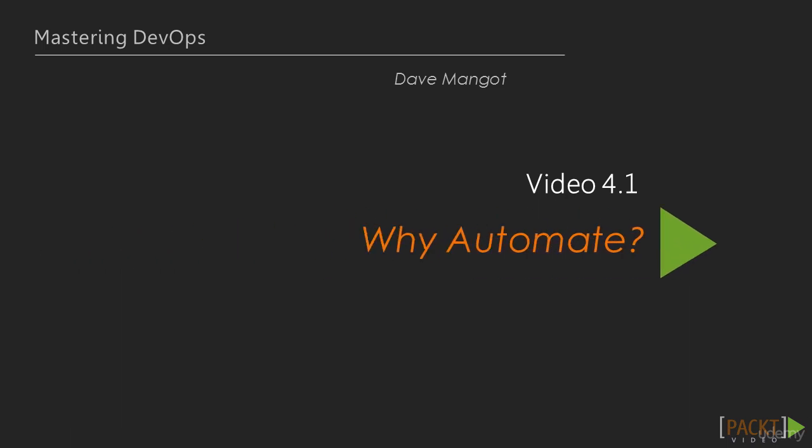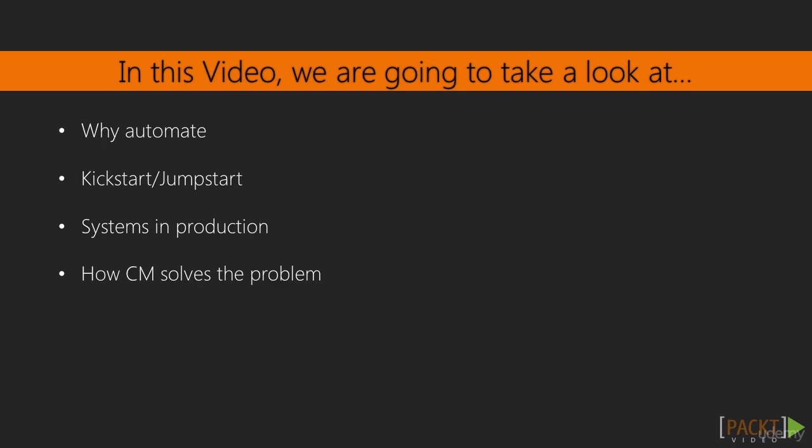In this video, though, we're going to ask the question, why automate? We'll talk about why you should automate. We'll discuss Kickstart and Jumpstart, which are technologies that people have used to build machines for years. We'll talk about where they fall down. We'll discuss systems in production and how Kickstart and Jumpstart are not sufficient to configure our production systems. And we'll talk about how configuration management solves the problem.